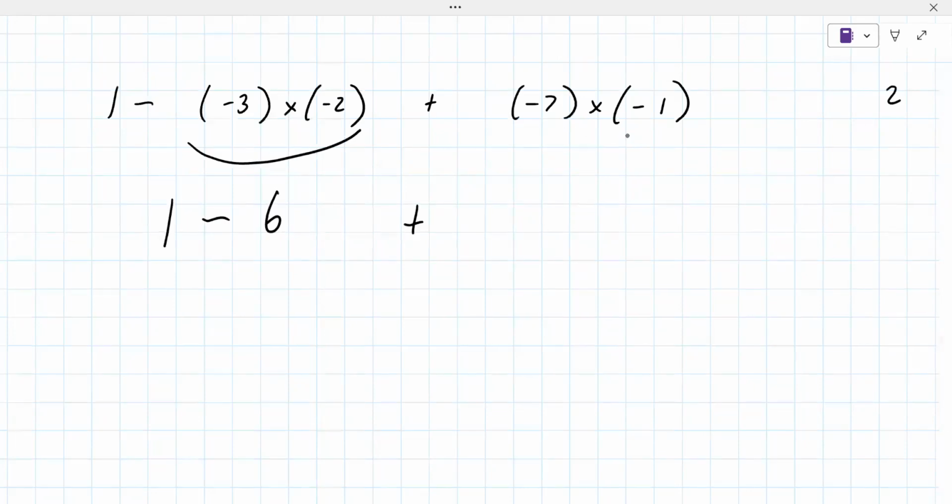What does that become? Wait, say that again. -7 times -1. What does that become? 7. Okay. So now why don't you rework it from here, left to right?